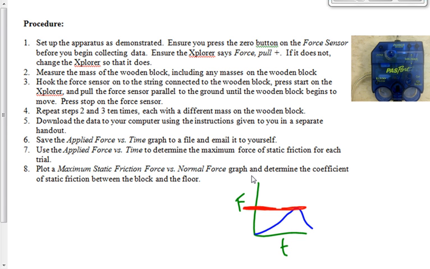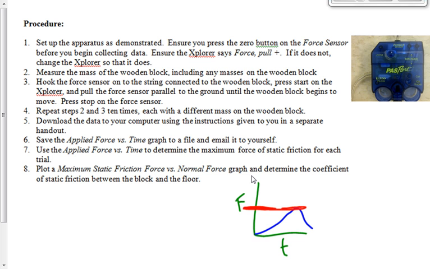Then you're going to repeat that experiment, but you're going to put more mass on or take mass off or whatever. Bottom line is you're going to change the mass. In other words, and listen very carefully here because I'm going to answer a question that we asked just a minute ago: you're going to change the normal force. You're going to do that by changing the mass. Does that make sense? Each trial, you're going to change the normal force, and you're going to see how the max force of static friction responds to that.